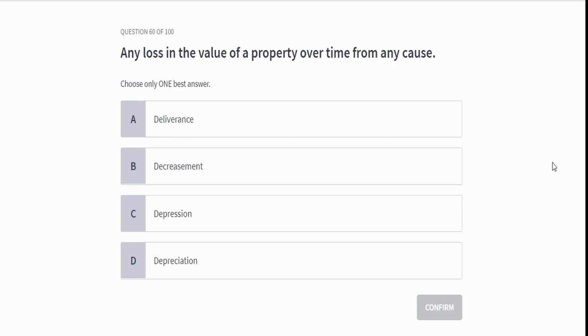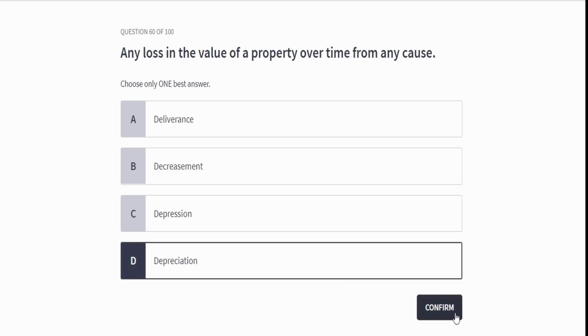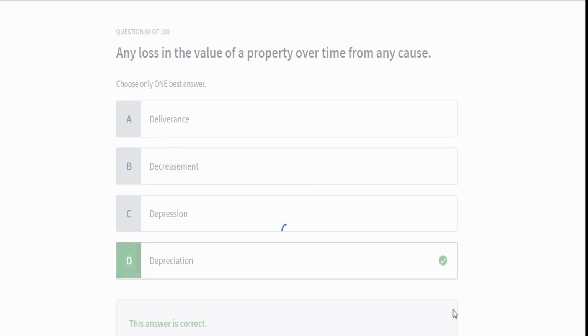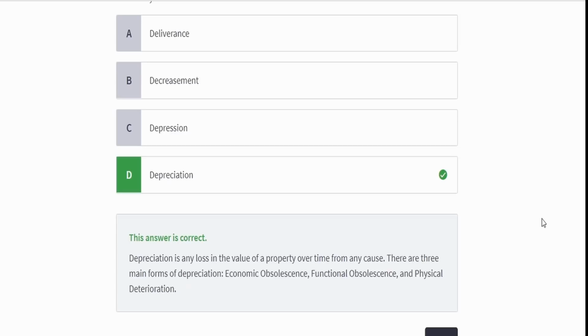Alrighty, I think that's enough time for this one because I spilled the beans and I gave you guys this answer earlier. Jeez. So any loss in value of property over time, that's depreciation. Remember, we literally just talked about that 2 questions ago. Figures, right? So yeah, depreciation, any loss in value over time from any cause. And of course, the 3 main forms which we addressed in the first video are economic obsolescence, functional obsolescence, and physical deterioration. So those are going to be your main 3 forms of depreciation.